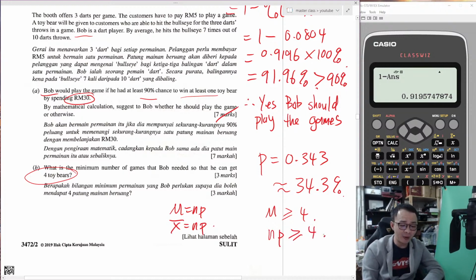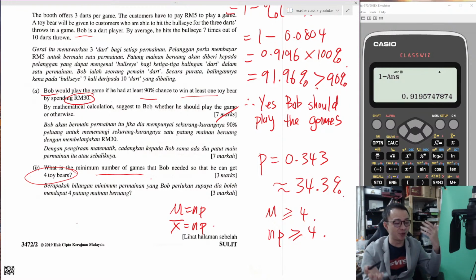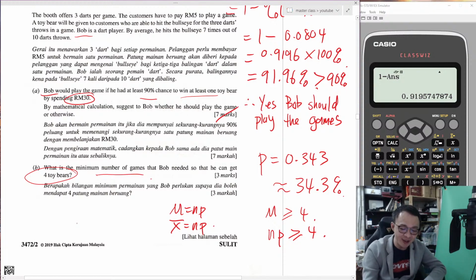Okay, but why here do we need to use this inequality sign? Because we want to get the minimum number of games. So therefore, we kind of need the range here. Yeah, I see some marking schemes write mean equals 4 also. So I believe maybe in this case they can accept both. But in this case, I will just put bigger or equal. So basically, the minimum number of games to get the 4 bears, right? I will just assume to get at least 4 bears. Okay, so n is the number of games I need to play. P is the probability to win a bear.